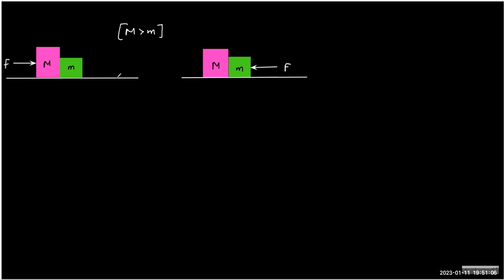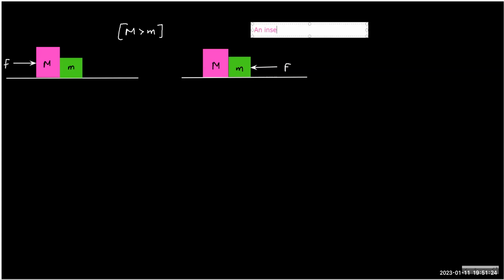Very good. So now the question is, there is an insect which is trapped between the blocks. It's a tiny insect. In which case is the chance of survival more? So this is your question.